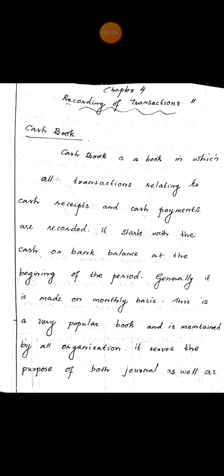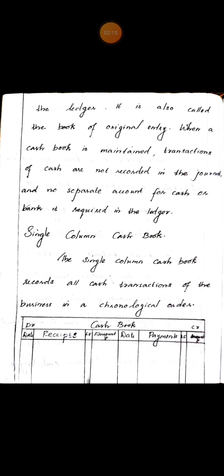Cash book is a book in which all transactions relating to cash receipts and cash payments are recorded. It starts with the cash or bank balance at the beginning of the period. Generally, it is made on monthly basis. This is a very popular book and is maintained by all organizations. It serves the purpose of both journal as well as the ledger. It is also called the book of original entry.